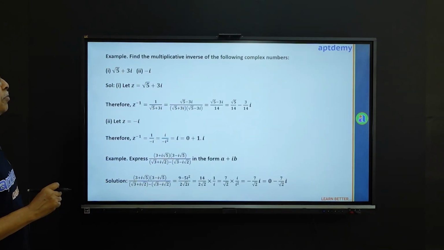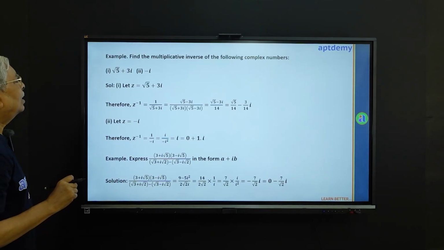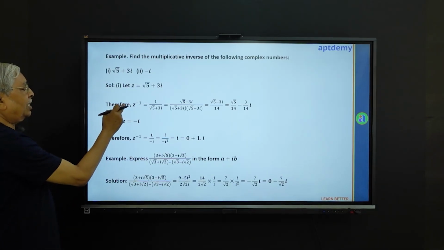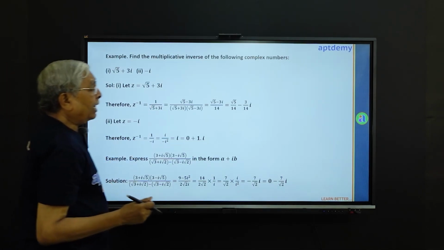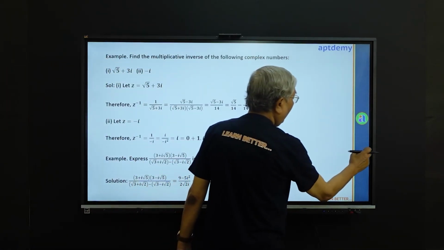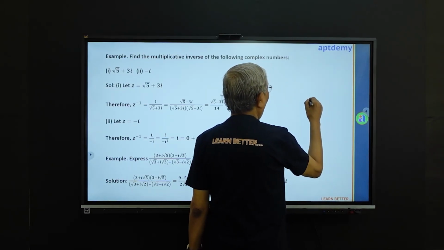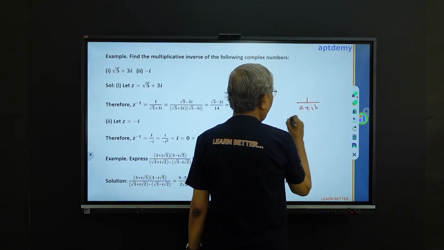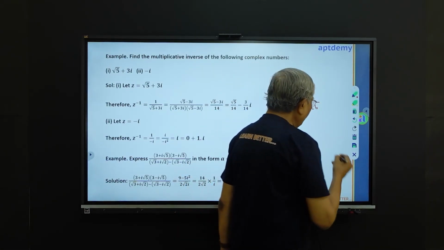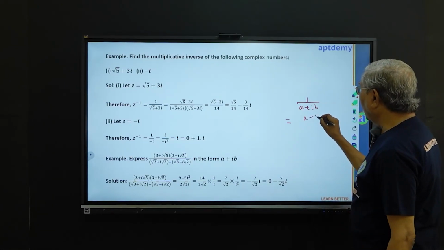Find the multiplicative inverse of the following complex numbers. I have taken this root 5 plus 3i. Z inverse means 1 by (2 root 5 plus 3i). If I have a complex number in this form, 1 by a plus ib, you have to multiply numerator and denominator by a minus ib.